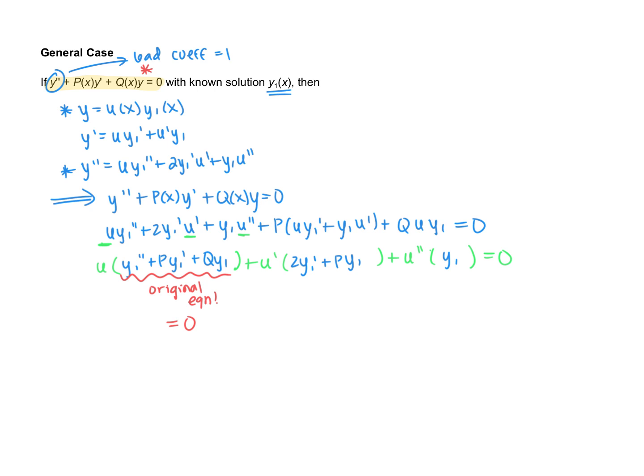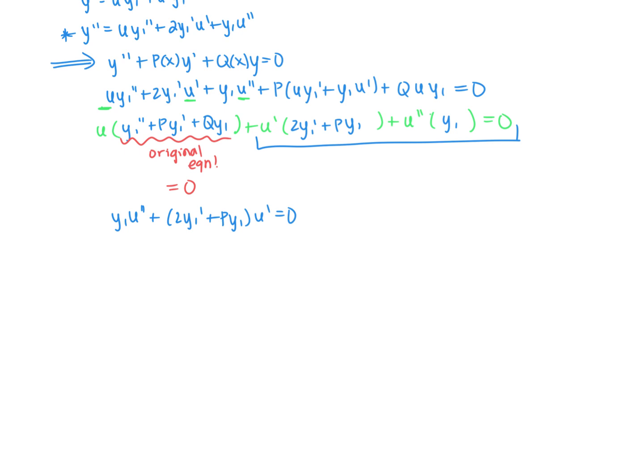Okay, so that makes our equation look a little bit nicer. We're now just left with this part of the equation. Putting the u double prime first, I get y1 u double prime, and then we get 2 y1 prime, add p of y1 u prime is equal to 0. Next I'm going to divide out that y1 so I have a lead coefficient of 1. This gives me u double prime, add 2 y1 prime, add p of y1, all over y1 times u prime is equal to 0.